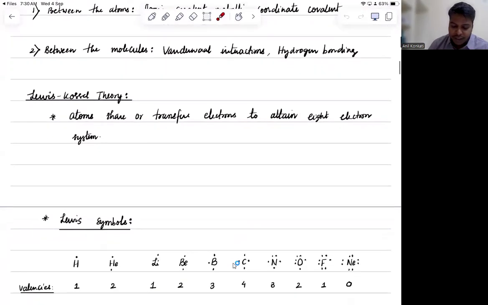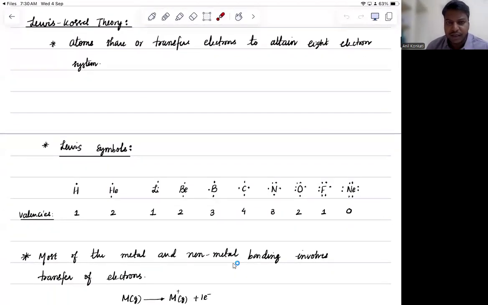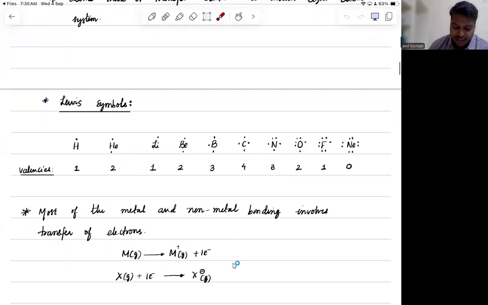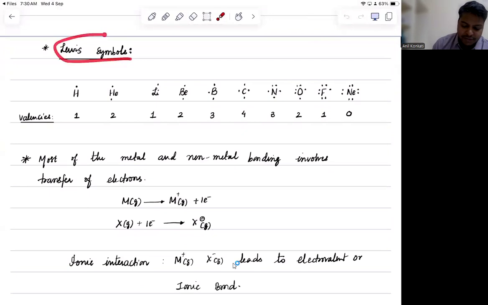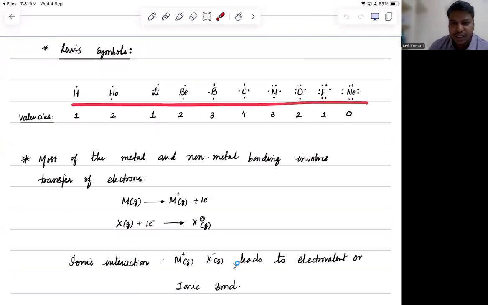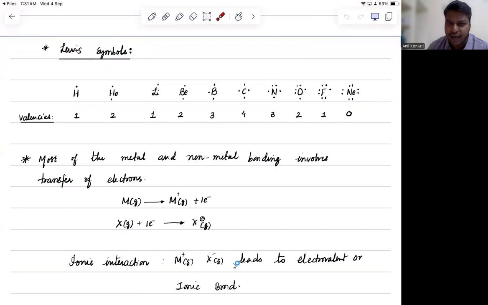According to Kossel-Lewis theory, an atom will always try to reach the 8-electron system in the valence shell. This ability to get 8 electrons in the valence shell brings stability. And we can represent the valence electrons before and after the formation of the bond. Before the formation of the bond, these are the number of electrons present with each atom.